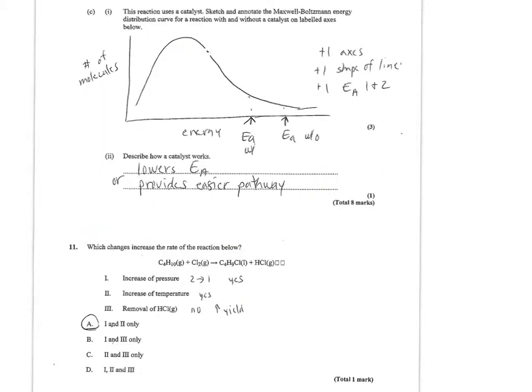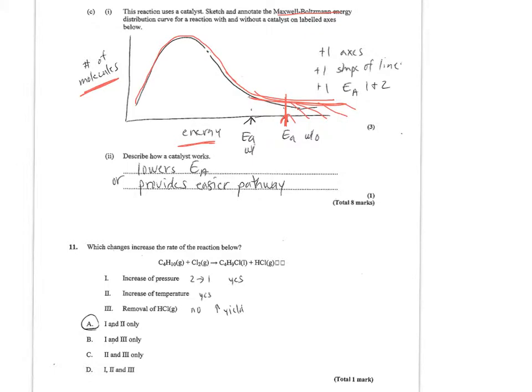Part C, the reaction uses a catalyst. Sketch and annotate the Maxwell-Boltzmann, okay? So the Maxwell-Boltzmann is when you look at number of molecules versus energy. And the idea is that most of the molecules fall under this bell-shaped curve, and then there's this run out here where the activation energy actually lies, and under normal conditions, only this small number of molecules have that minimum energy. And so what happens with the catalyst?